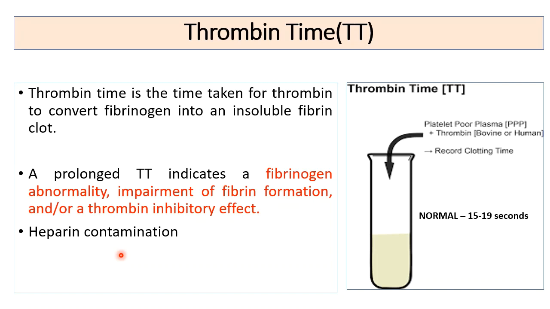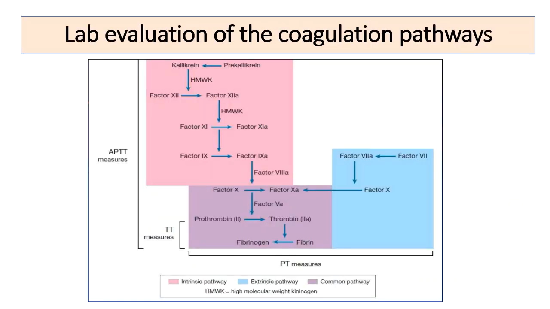So where an APTT and a TT is prolonged, the first thing that we have to consider or rule out is a heparin contamination. So to summarize, so far APTT measures the intrinsic pathway and the common pathway. PT measures the extrinsic pathway and the common pathway. And TT is the time that is taken to convert fibrinogen to fibrin.